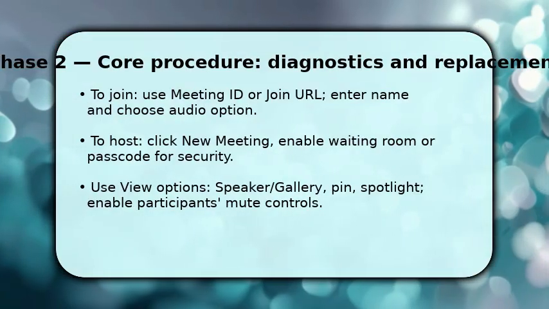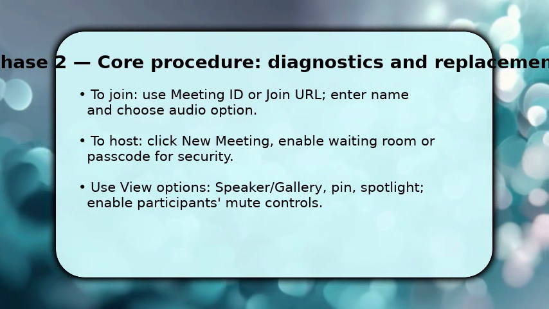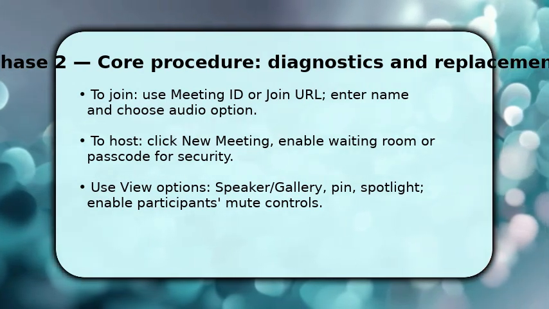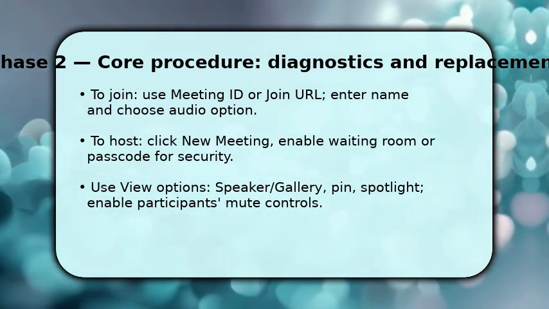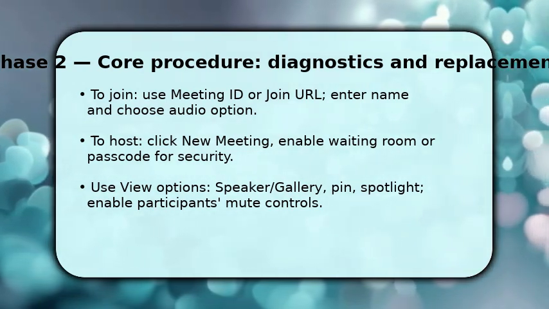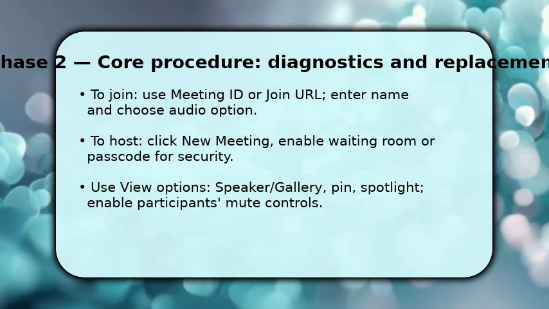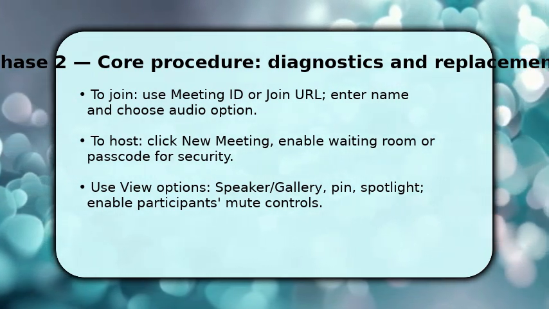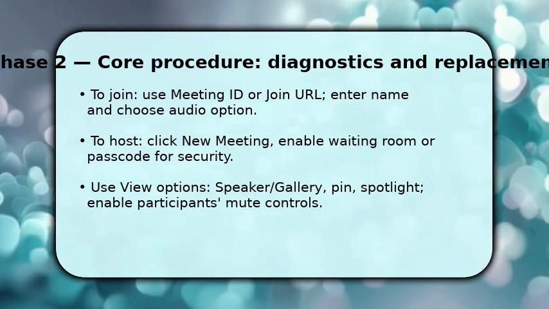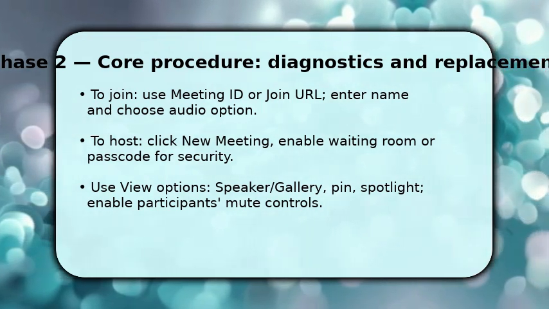Now you'll join or host meetings and set features that shape the call. To join, paste the meeting ID or URL, enter your display name, and choose Join with Computer Audio. Unmute when ready. To host, click New Meeting, then invite via email or copy invite. Make sure waiting room or passcode is on if needed.